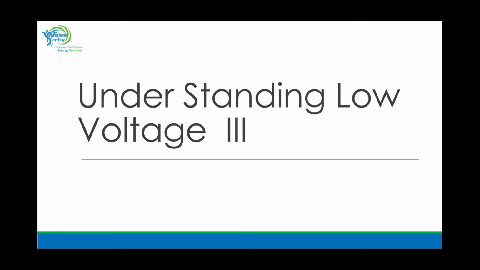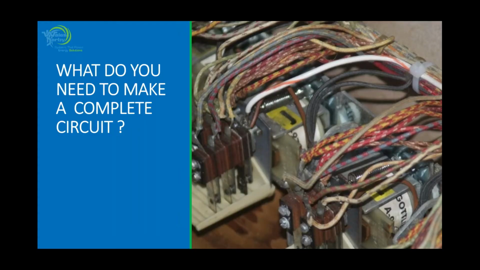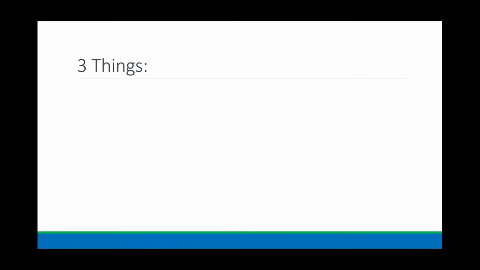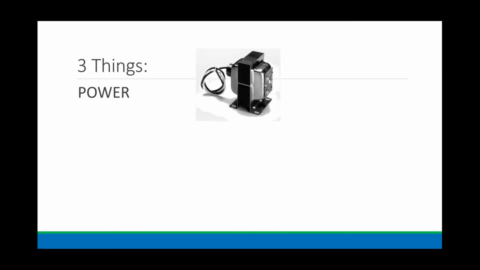Okay, so to get things started, we need to understand how we make up a circuit. And it's very simple. It may look complicated. Gosh, there's a lot of wires there, parts and pieces, but we really need three things. We need three things for every circuit. These must be here. You can't have a circuit without it. So we have to start off with power. Kind of obvious. And since we're going to concentrate on the low voltage side, that power is a transformer.